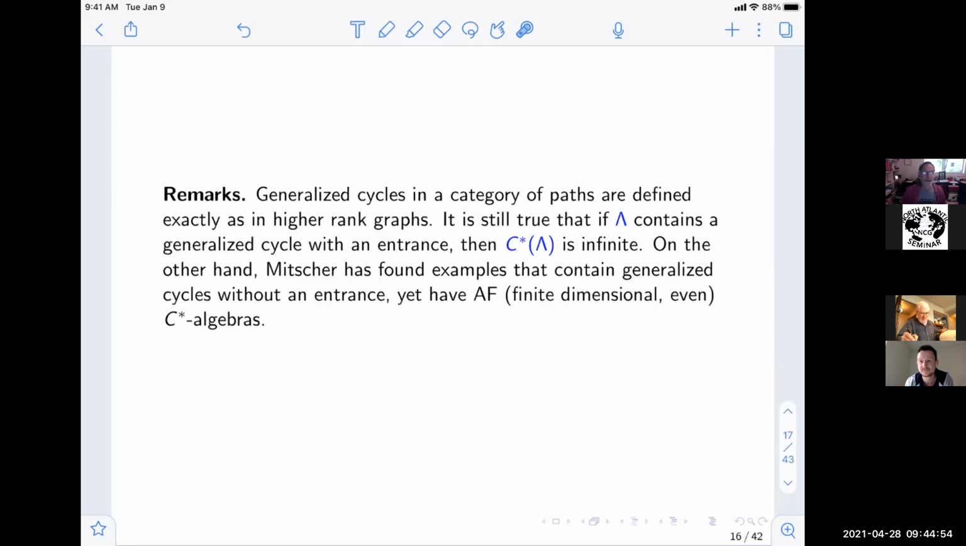So if you have a generalized cycle with an entrance in this context of categories of paths, you still get an infinite C-star algebra. On the other hand, this is maybe too general. Mitscher has examples with generalized cycles without an entrance, but are still AF. So the presence of a generalized cycle no longer precludes approximate finite dimensionality as it did before.